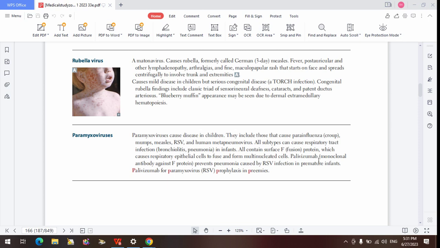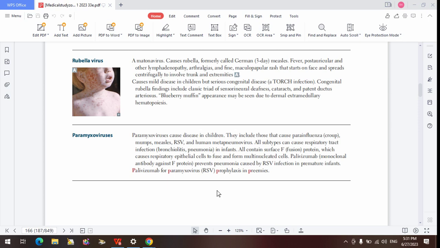So you might want to give a monoclonal antibody because we've discovered the function of that F protein. If you try to alter that F protein activity, we can curb the infection. So give palivizumab. Palivizumab is an antibody against F protein. It can inhibit the activity of that F protein, so that you don't have fusion of the viruses with the respiratory epithelial cells, and they can prevent pneumonia. So they typically use it to prevent pneumonia from RSV.